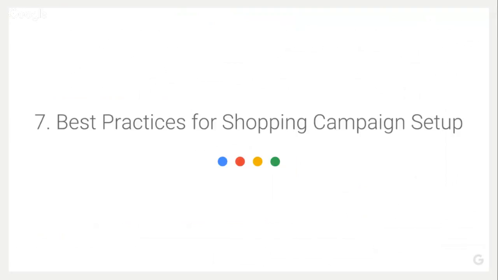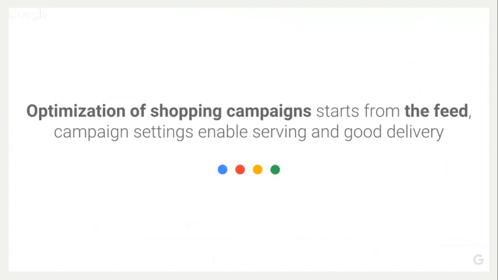So if there is some tuning up that you want to do, what would that be? It starts from the feed, like I said, and then the campaign settings themselves. When you bring the items to AdWords and you set up a shopping campaign, that campaign just enables the serving and the good delivery of the campaign. But in fact, there are only a few settings that you can change on the AdWords side. So in that sense, all the optimization happens with the feed and the whole data set that you have.